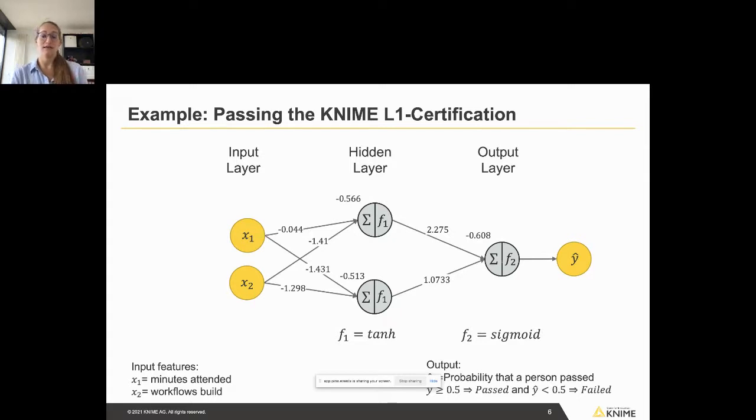And here the data scientist would probably choose the sigmoid activation function, because remember, the sigmoid activation function gives values between 0 and 1 and will allow our data scientist to interpret the output as a probability of whether he's going to pass the exam or not.